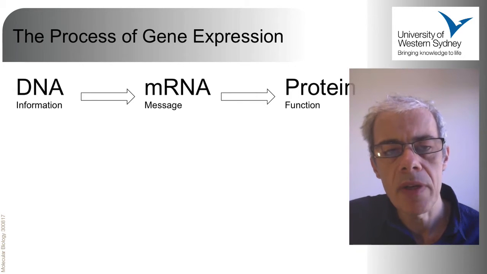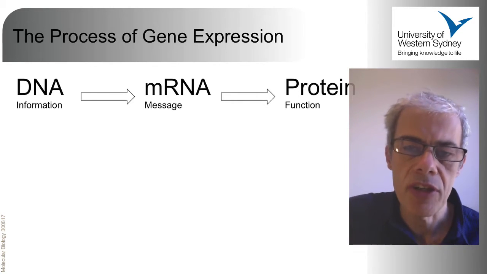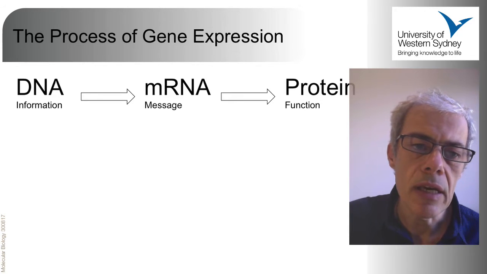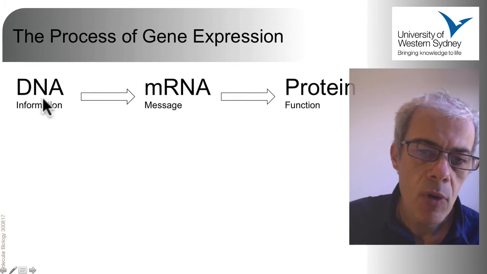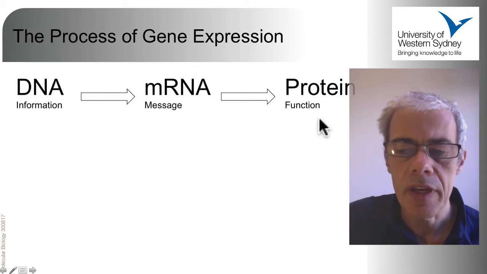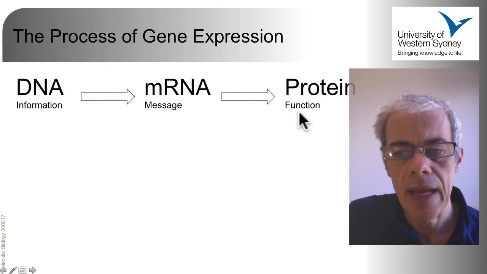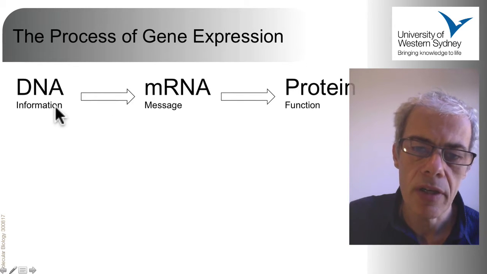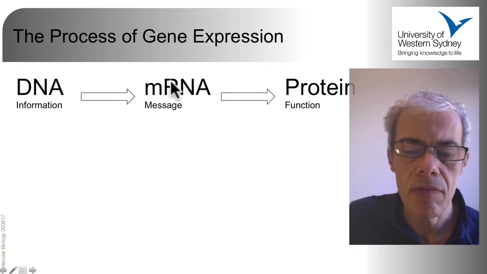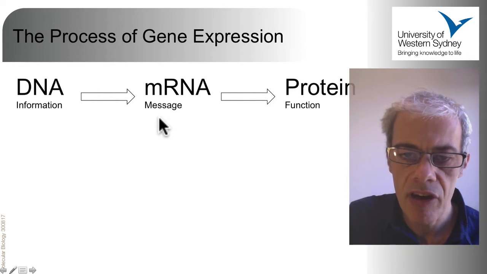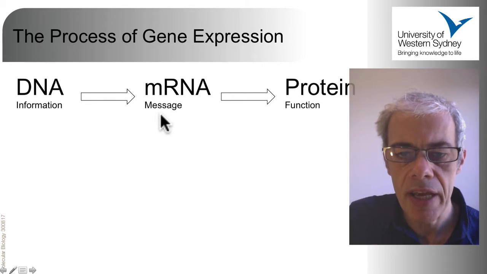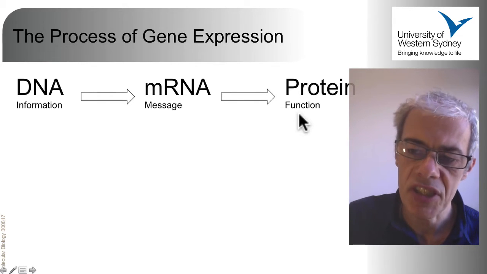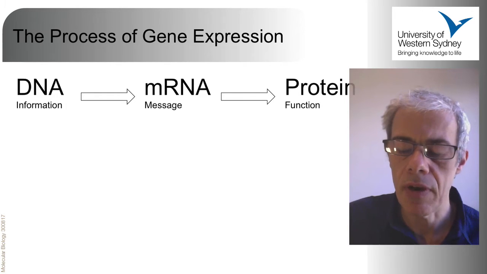So effectively what we've been looking at is the process of gene expression. And gene expression effectively refers to the information transfer from a DNA molecule through to the expression of a functional protein. And in this scheme, DNA contains the information that the cell requires to function. We then have an intermediate, which is the messenger RNA, and then from the messenger RNA we can make the functional protein. So this is the functional molecular machinery, if you like, that performs cell function.